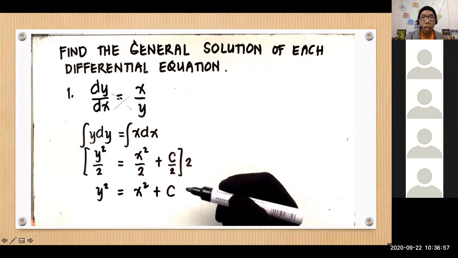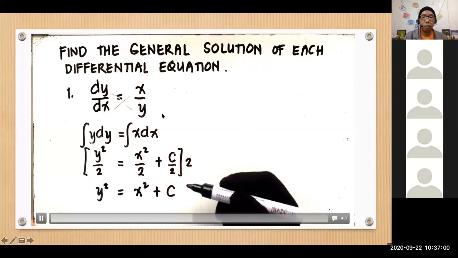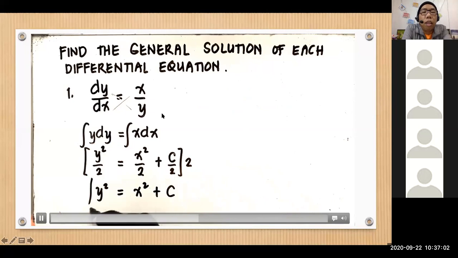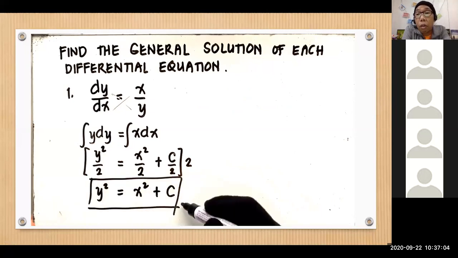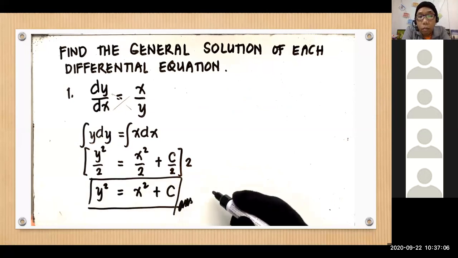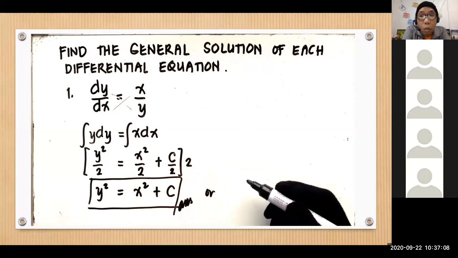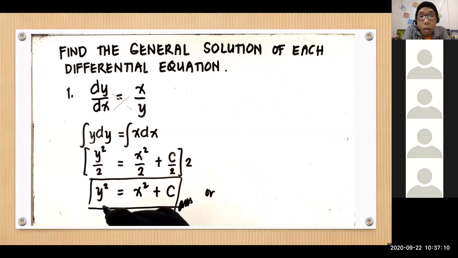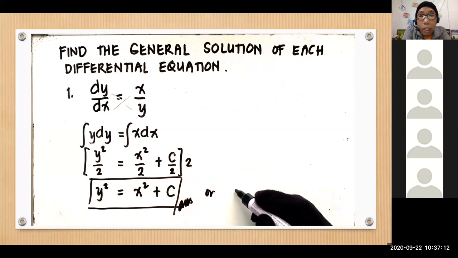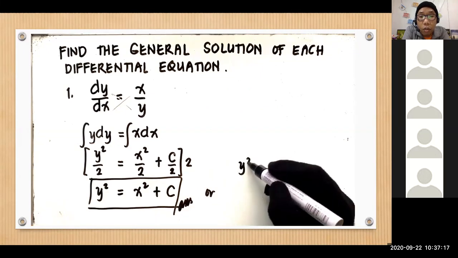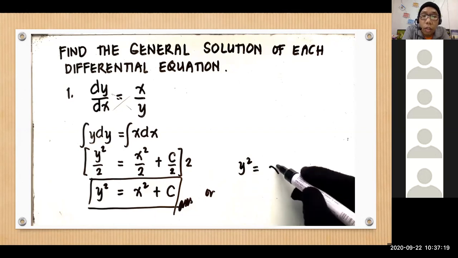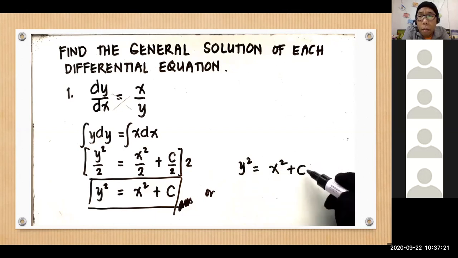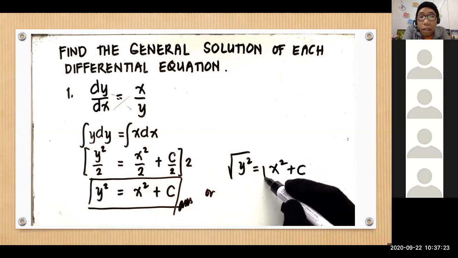Sige, burahin ko muna. Let's continue. Okay, so that's your final answer, or you can solve for y. Okay, paano? Kasi nga di ba y squared. So para ma-solve for y natin yan, paano matanggal yung square? So i-square root natin both sides of the equation. No? So ganun yung gagawin natin. So in that case, di natin babaguhin yung c. Kasi na-simplify na natin siya, di ba?